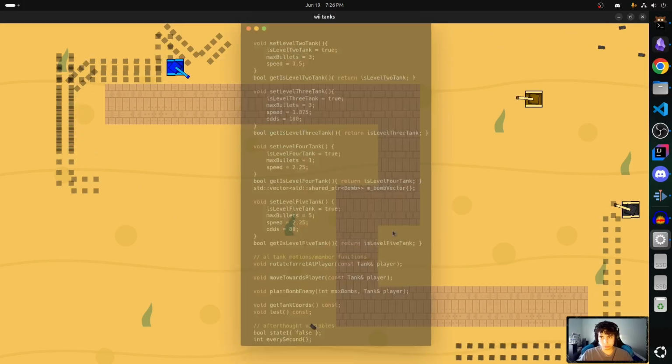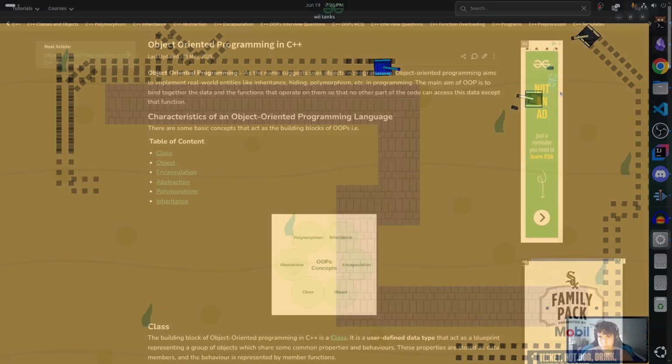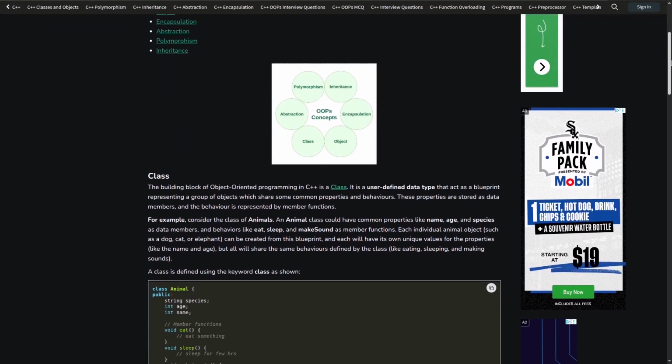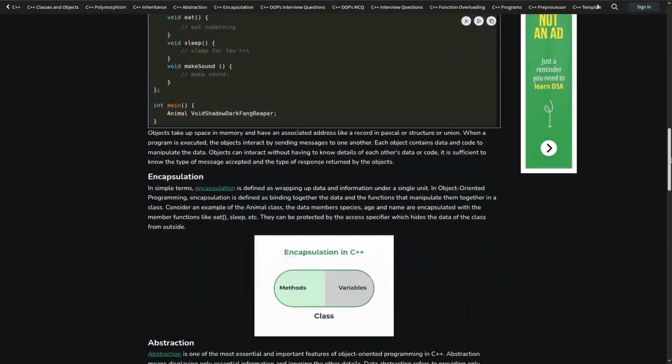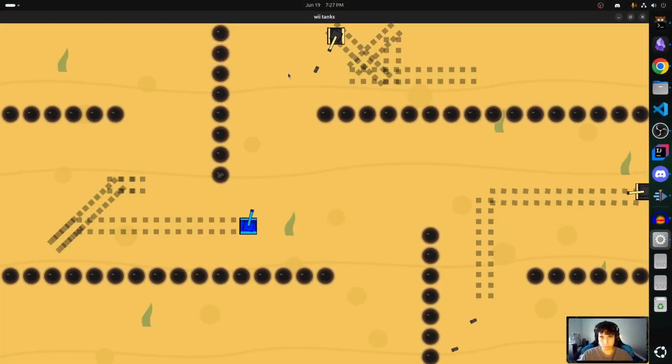Instead, I made a lot of member functions that simply set the variable to the correct level of the tank. If you know anything about OOP in C++, you should know about the VTable. And even though the outcome was very ugly code, I was not ready to learn about virtual member functions.